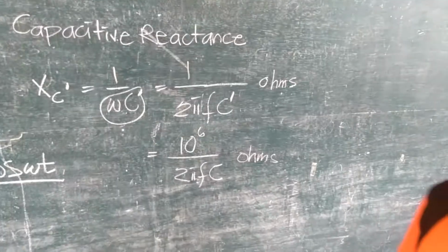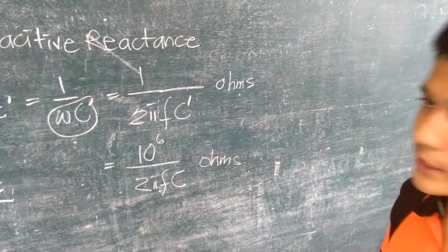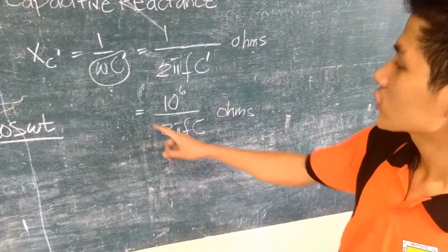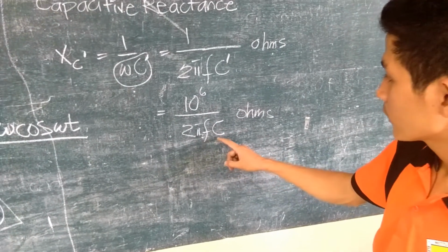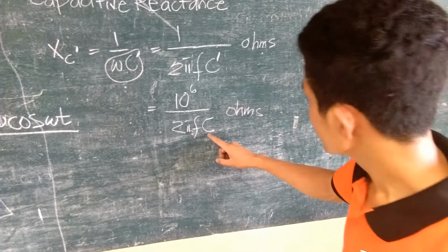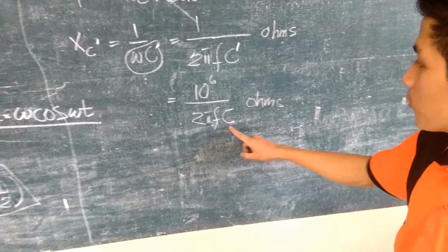Moreover, most of the books are using the microfarad. So therefore, it's also equal to 10 to the 6th all over 2 pi f C, since in here the C is already in microfarad. So the unit is still in ohms.